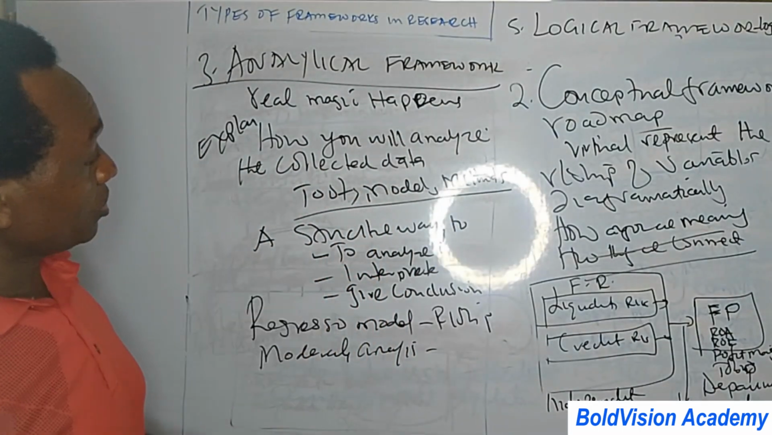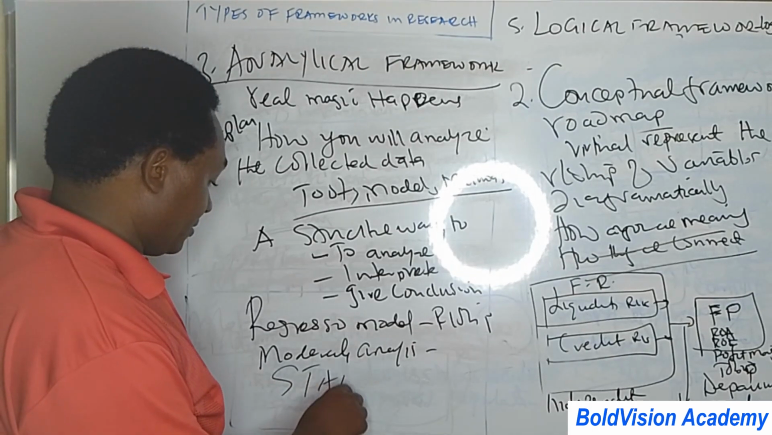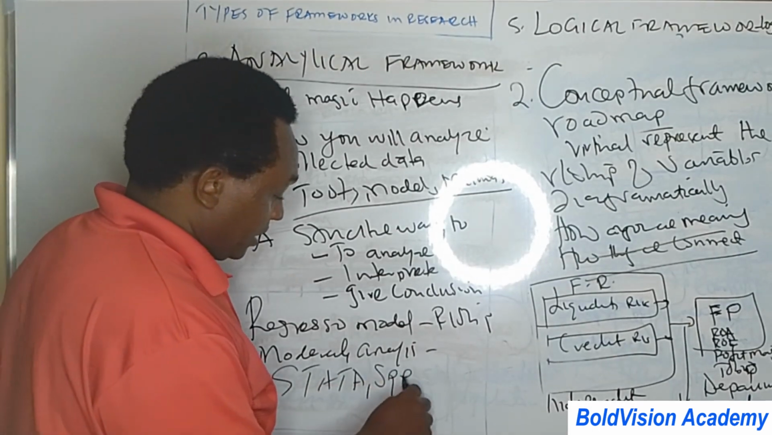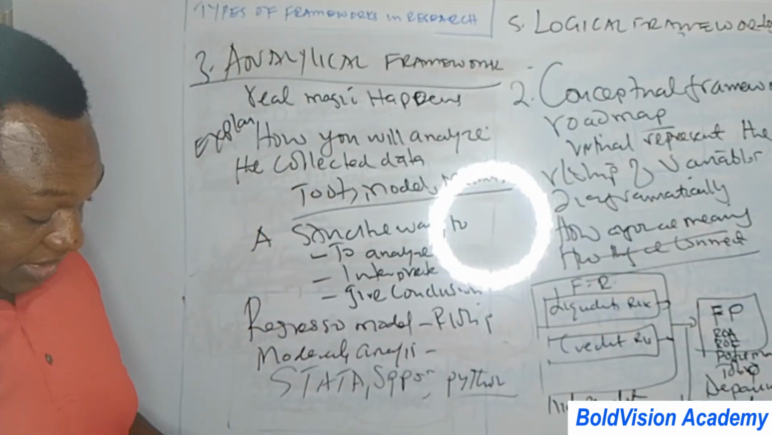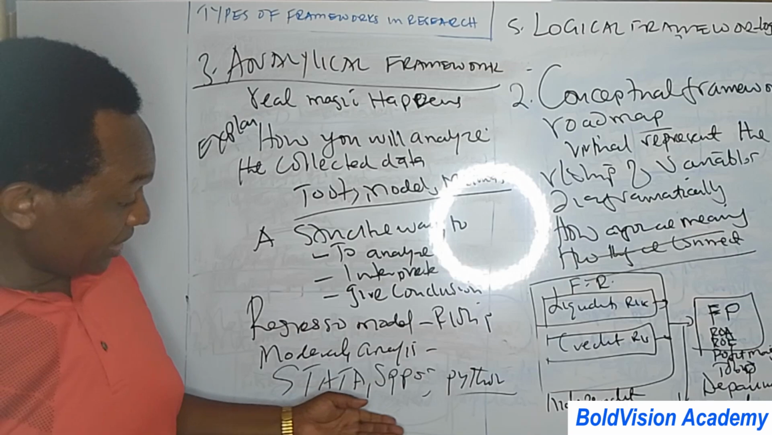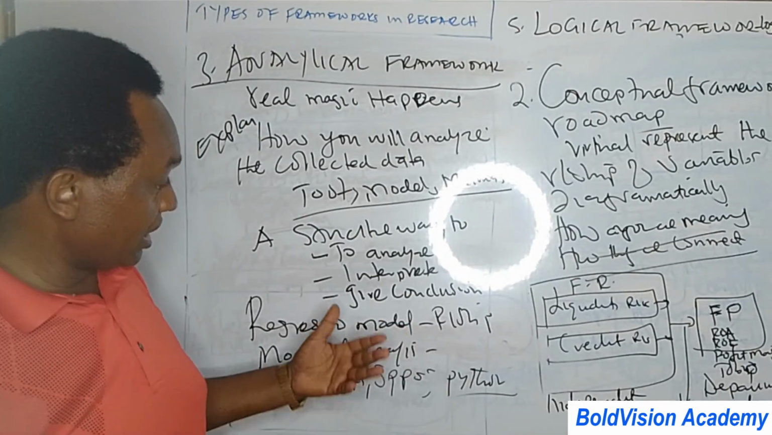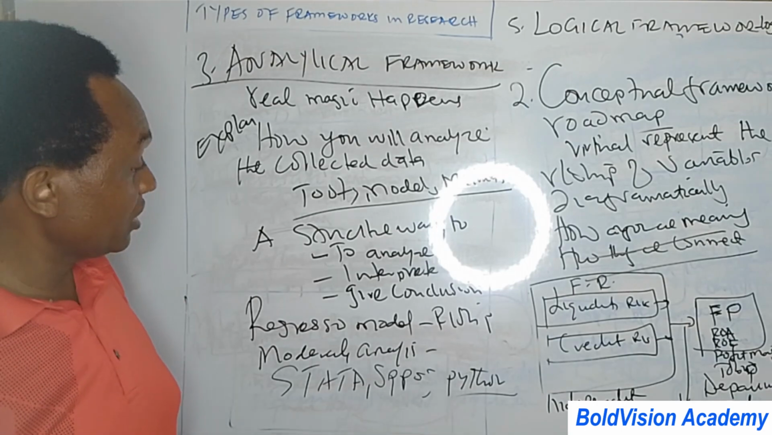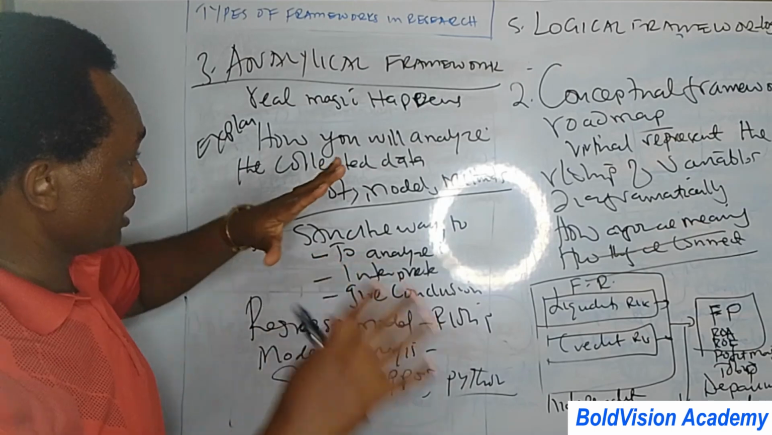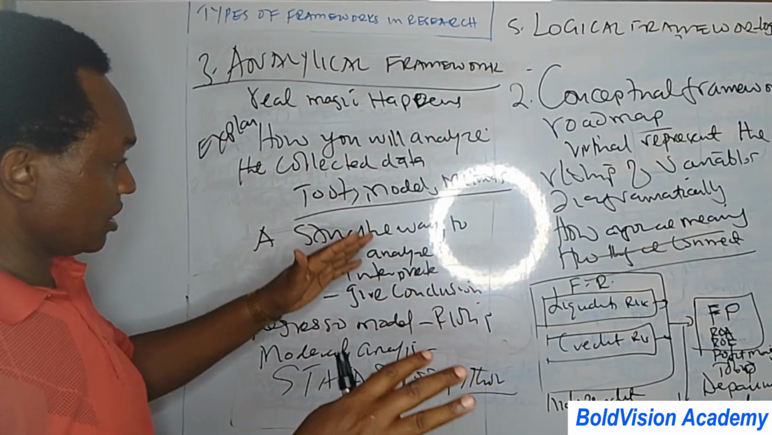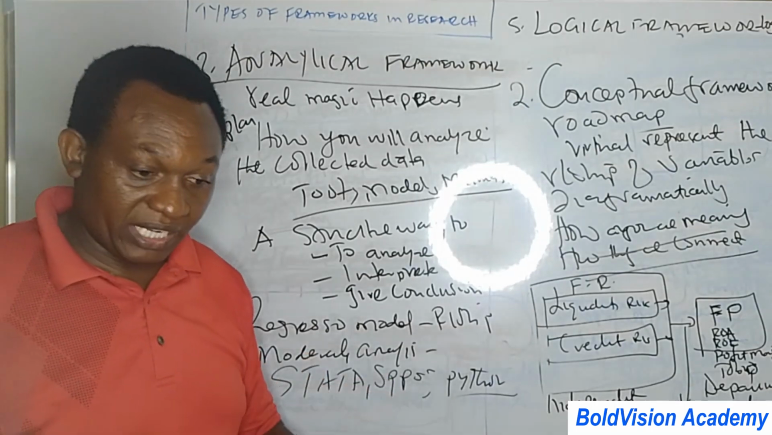You can use other tools and methods to analyze this data, like Stata. You can use SPSS, you can use Python, the latest tools for data modeling. You can use all of these to model your data so that you can analyze it in a very structured way. So that is very important. The analytical model is important because it gives us a structured way on how we are going to analyze our data.